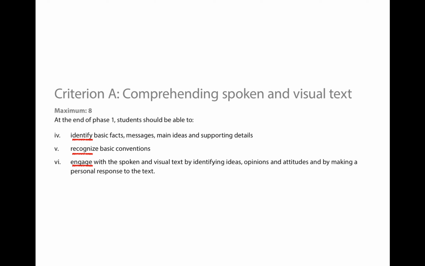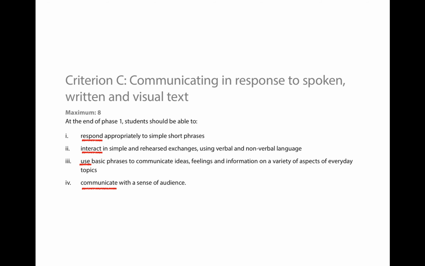That means they talk about what they understood and give their opinion of what they've seen, or answer a question based on what they have seen, using data from the video, from what they've watched, or from what they heard. C, communicating in response to spoken text: yes, they are communicating, they are speaking, responding appropriately to simple short phrases. This is very important because the higher the phase, the level of language, the more this will change. It will go from simple short phrases to more complex.